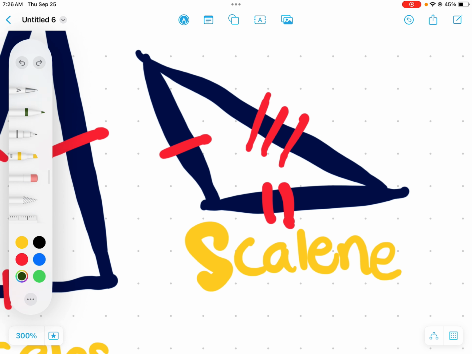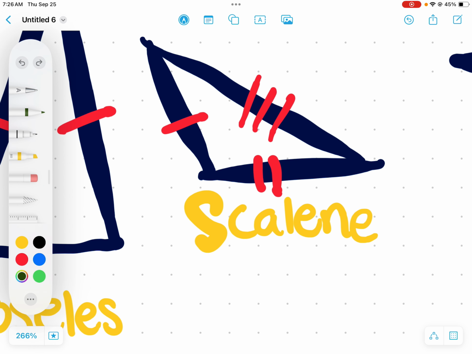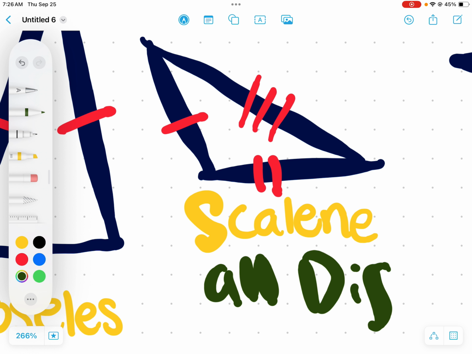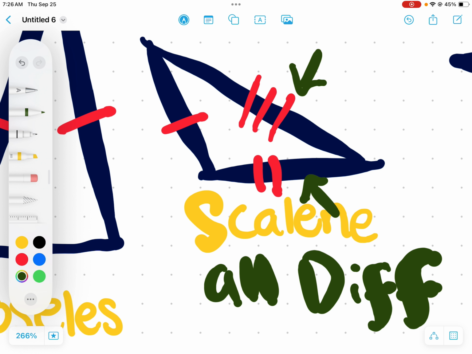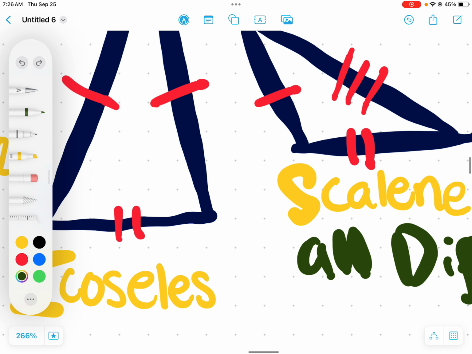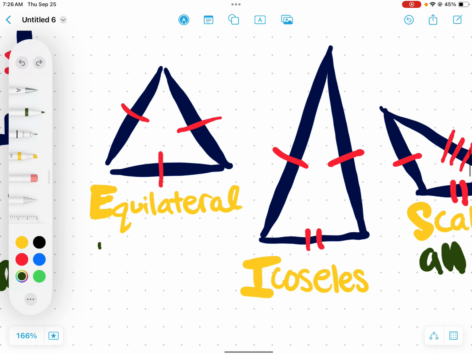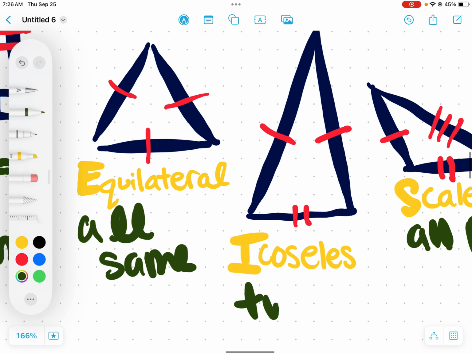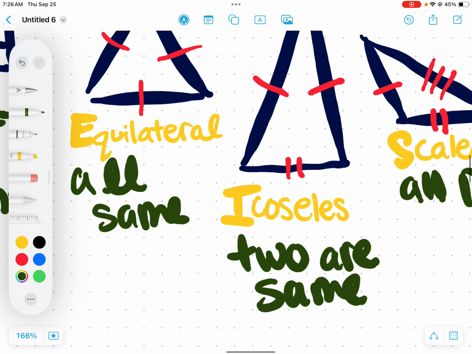And then last but not least, we got scalene. A scalene triangle is where none of the sides are equal. In other words, they're all different. So you're going to have a different number for each side. That's why they each have a different amount of tick marks. So, to review, an equilateral triangle, they're all the same. An isosceles triangle, 2 sides are the same. And a scalene triangle, they're all different.